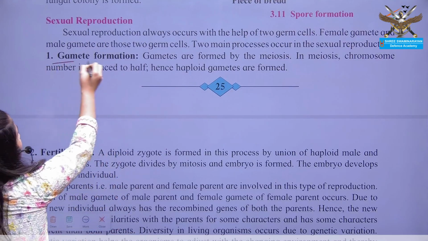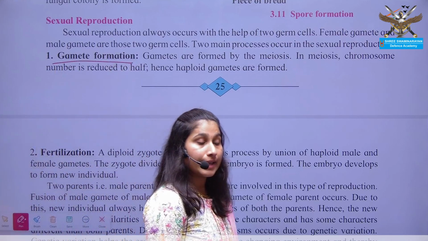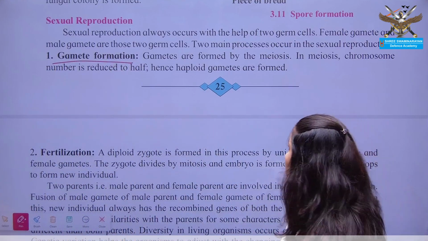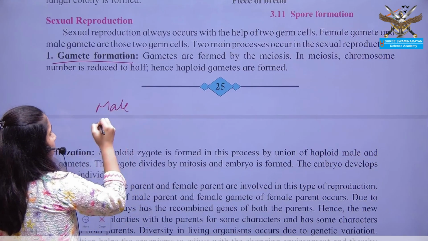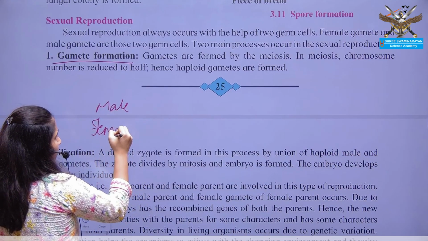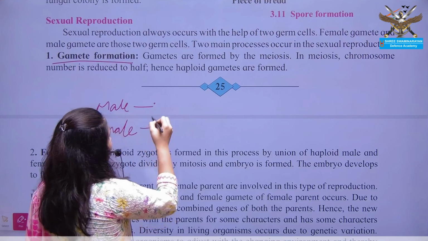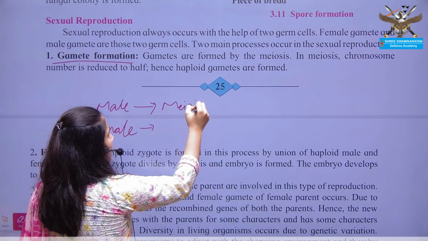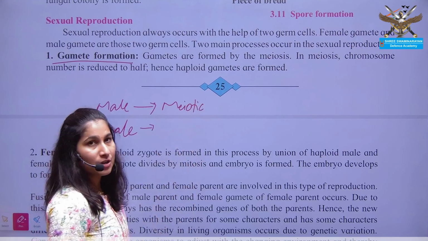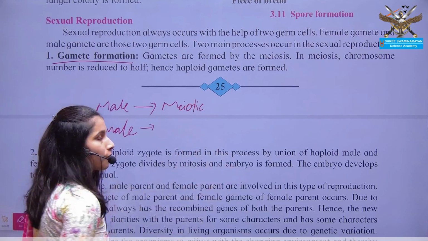Sexual reproduction involves the fusion of gametes. Here, which type of gametes? Male gamete and female gamete. How does this gamete formation take place? By the process of meiotic division.